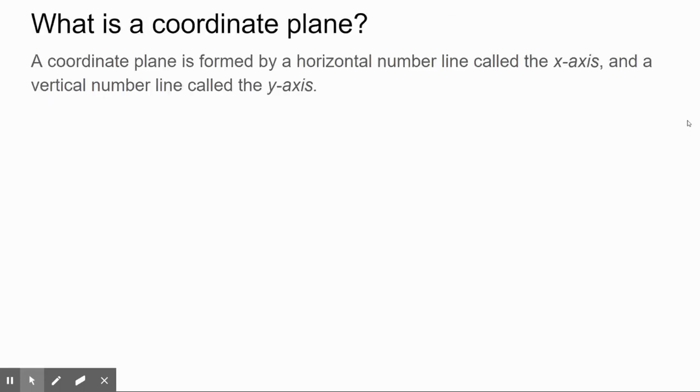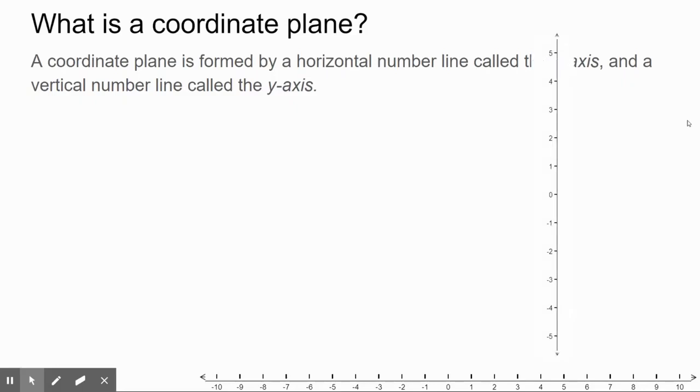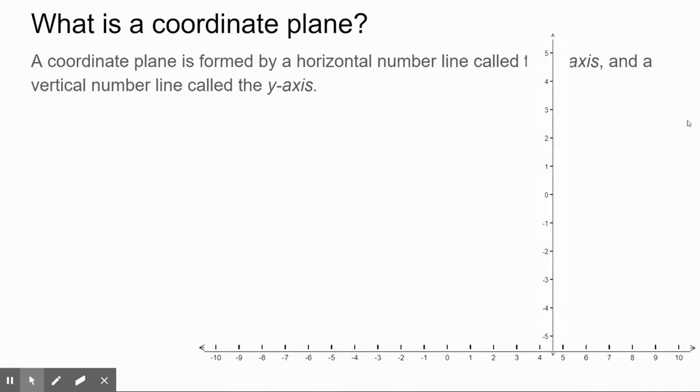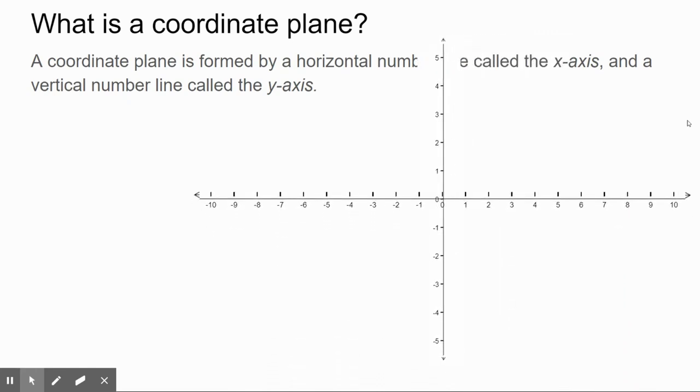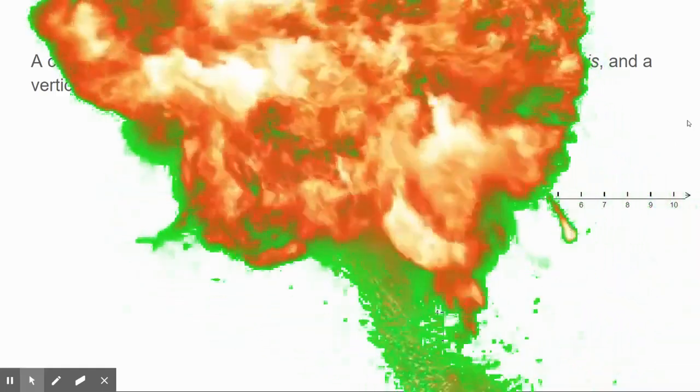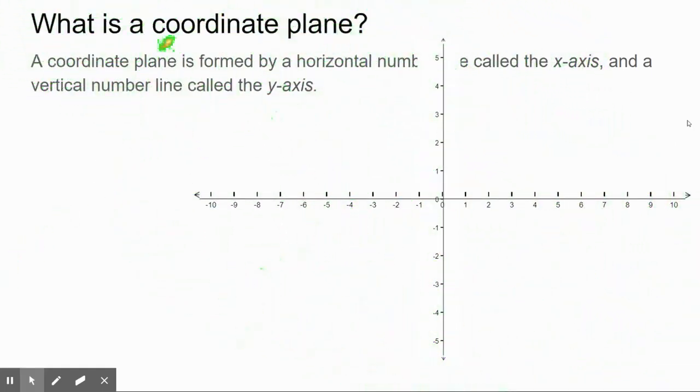So what is a coordinate plane, first of all? Well, a coordinate plane is formed by having two number lines. We're going to have a horizontal number line called the x-axis and a vertical number line called the y-axis. And what we're going to do is line them up on top of each other like so. Mind-blowing. So we now have two number lines stacked on top of each other. This is called a coordinate plane.